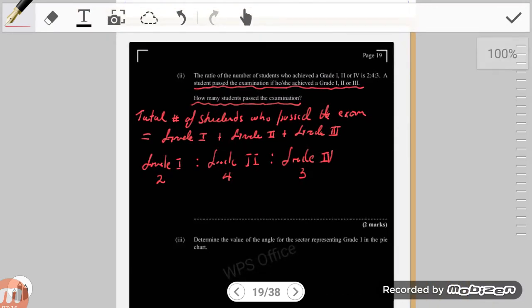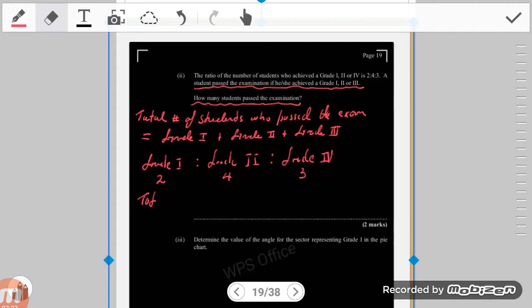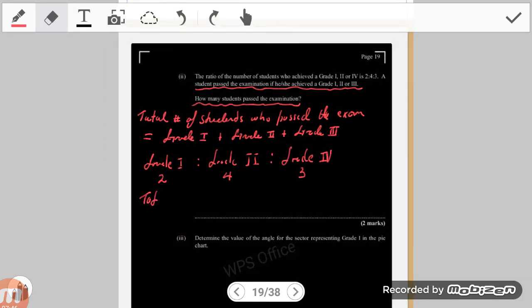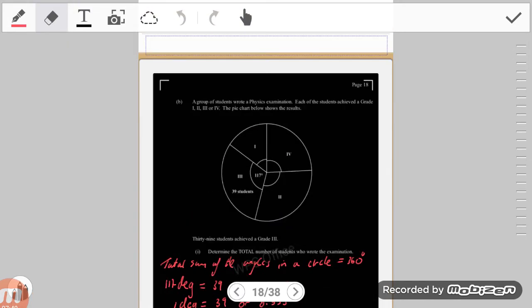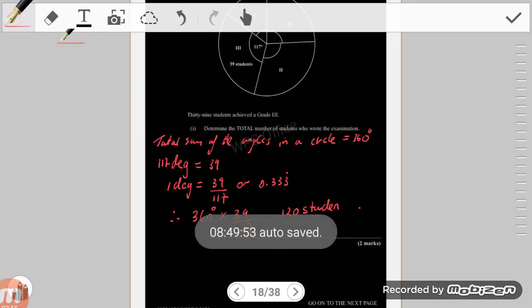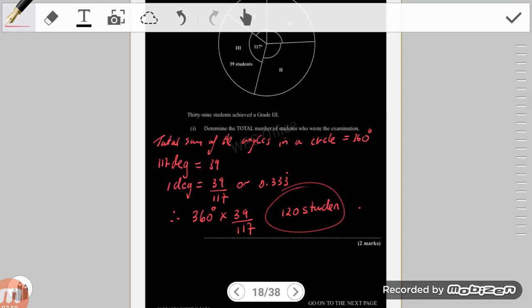What information do we have? Now in ratio, one of the first things that you need to do is to find the total proportion. Before we find the total proportion, let me take you back a little bit. We know that the total amount of students that sat the examination is 120. That's what we know for a fact.